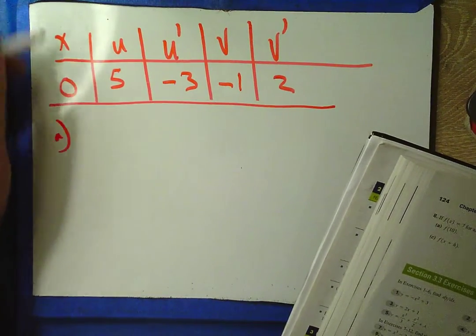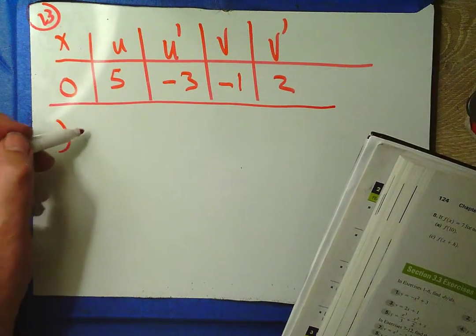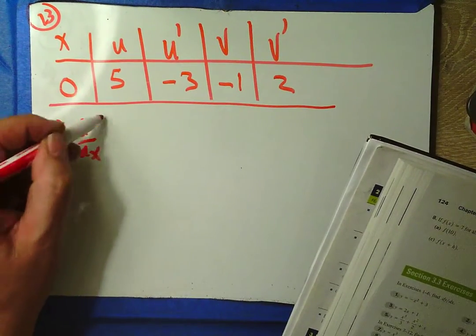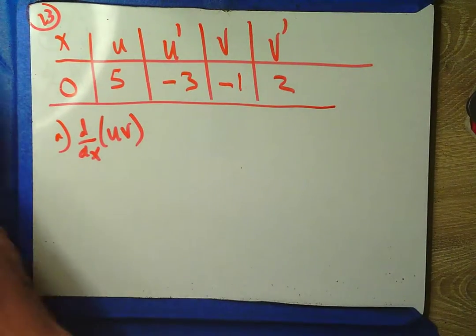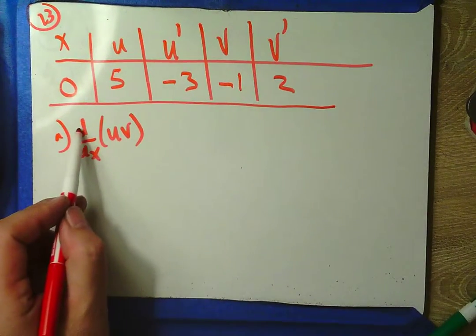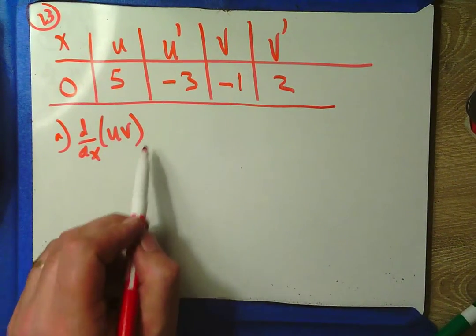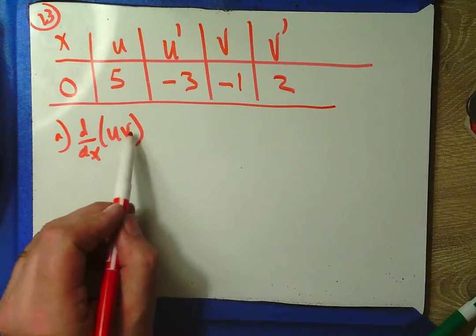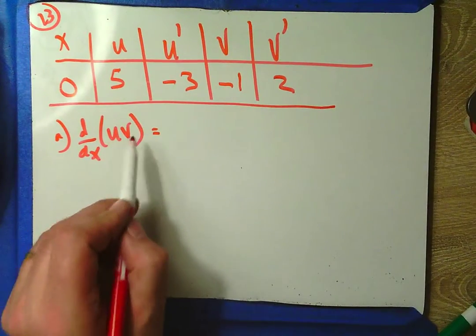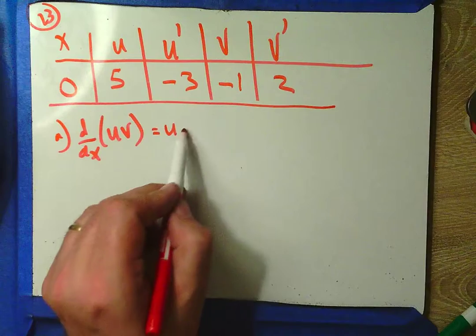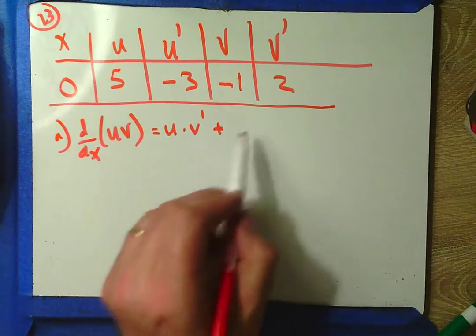Part A, for number 23, says d dx of u v. Well, remember, this is the imperative form of the verb: take ye the derivative of this product with respect to x. Well, luckily, these are functions of x, and so all we have to do is the product rule. This times the derivative of that, plus this times the derivative of that.